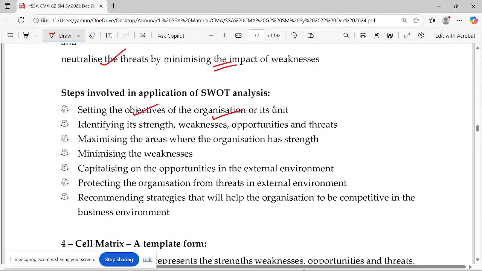Sometimes SWOT analysis will be done for a particular unit alone. Okay, so for that particular unit, you just set up the objectives. Then you identify what's the strength, what is the weakness, what are the opportunities, what are the threats. Sometimes we don't identify for our organization alone. We identify the competitor's strength and weakness. So if the competitor has a weakness, that may be a core strength for me. Then I'll be sustaining the competition.